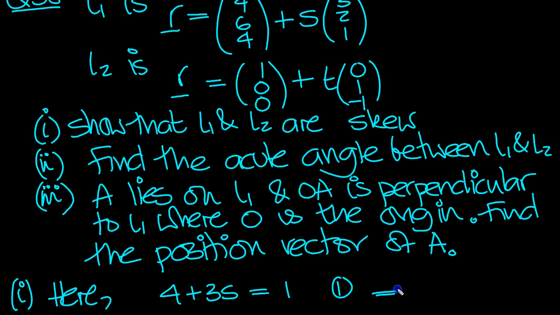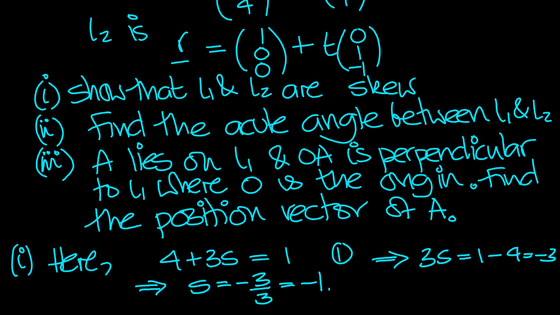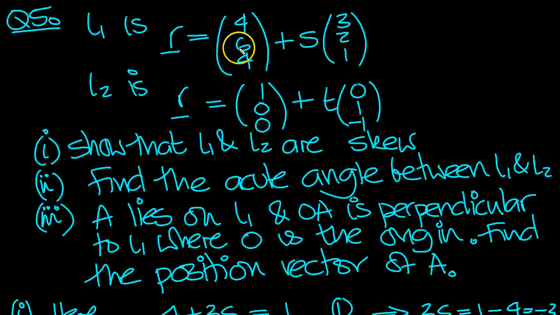And that tells us what s is straight away. s needs to be 1 minus 4. 3s is equal to 1 minus 4, which equals minus 3. And that tells us s is going to be minus 3 over 3, isn't it? Move the 3 from times to divide. And that's equal to minus 1.